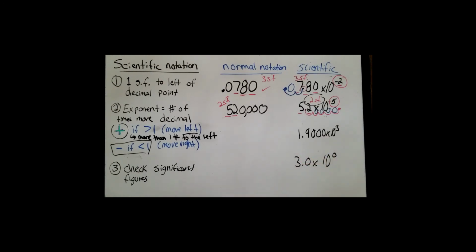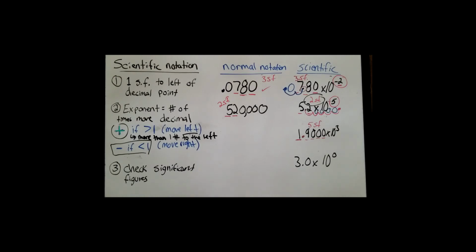1.9000 times 10 to the 3rd. Counting the sig figs, 1 and the 9 count. Do these 3 zeros count? They do, because there's a decimal and we started counting. So we have 1, 2, 3, 4, 5 significant figures. So I'm going to want 5 in my normal notation as well.